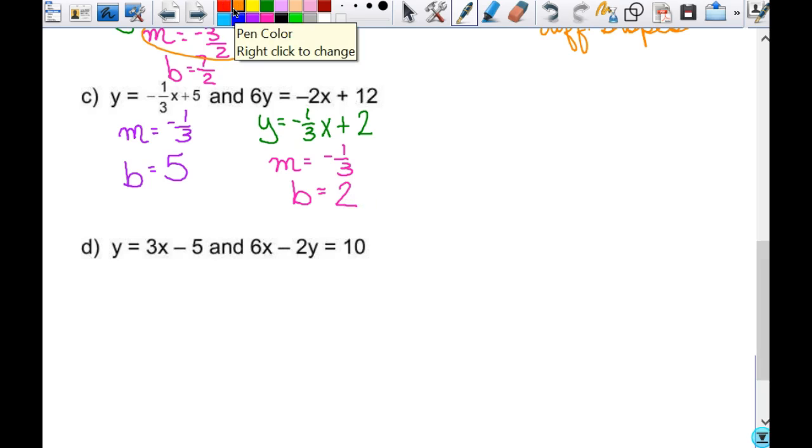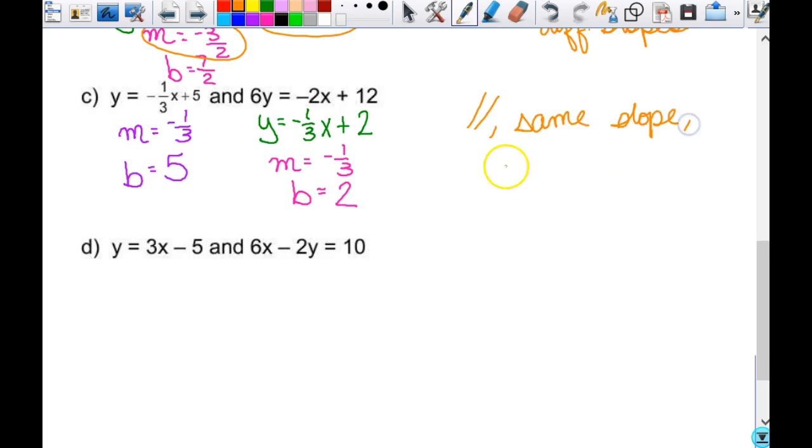So same slope. That means they're either parallel or they coincide. What do they do? They're parallel. So these are parallel because they have the same slope and different y-intercepts. Okay. Everybody okay with that? Good.